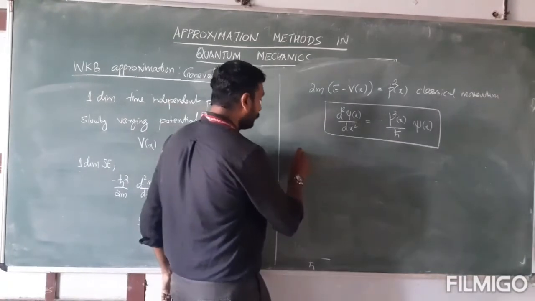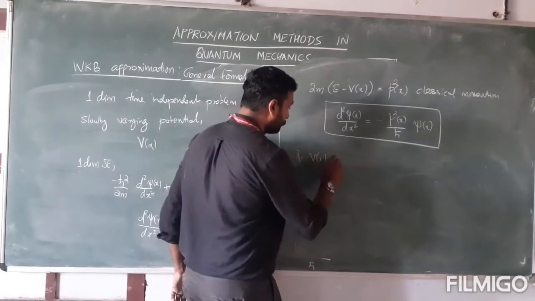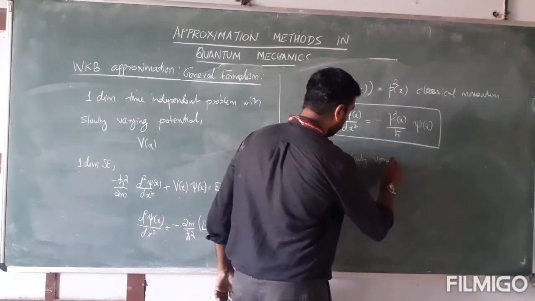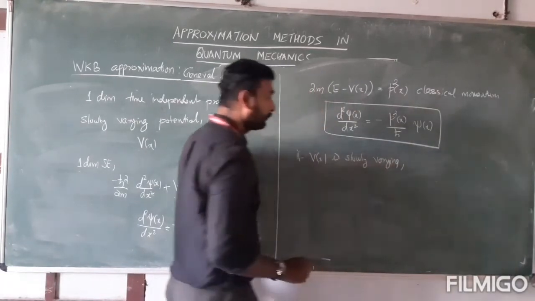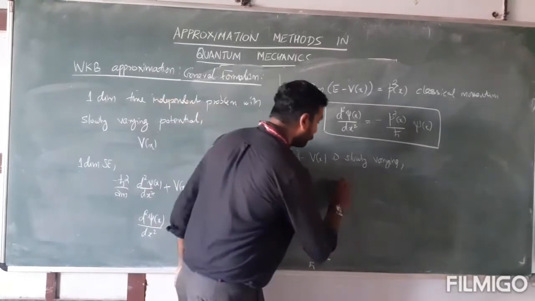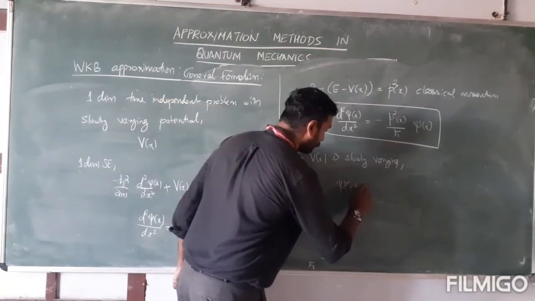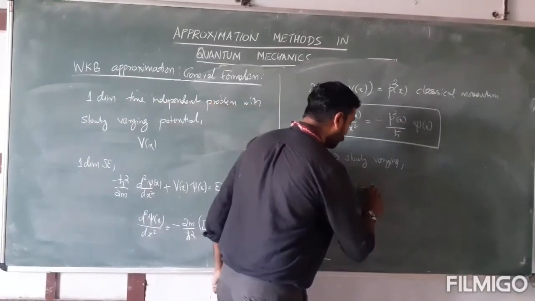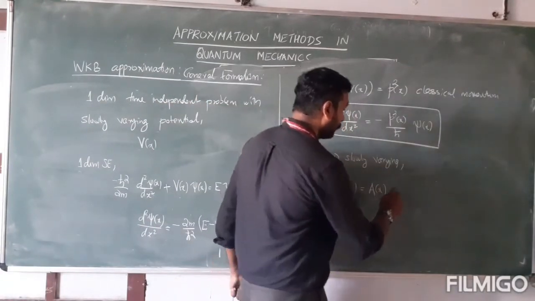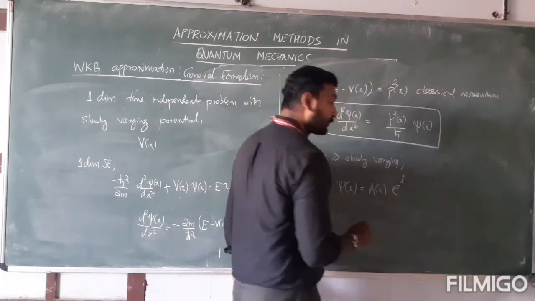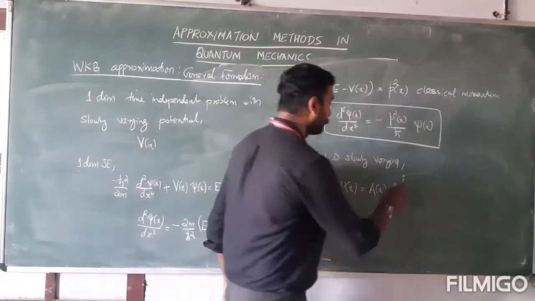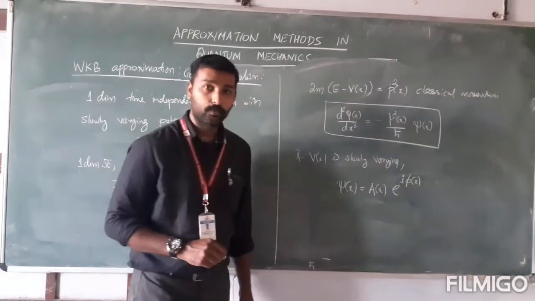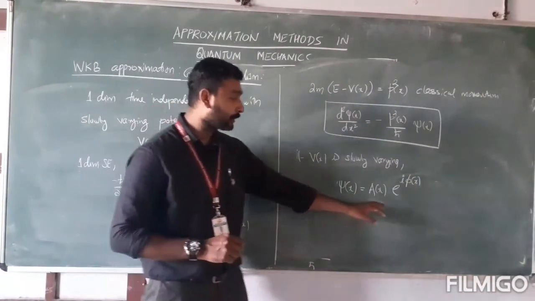So if V of x is slowly varying, then for the possible solution of the wave function psi of x, I can write some amplitude A of x into a spatially dependent function, which I can write as e raised to i phi of x. So I am going to write it in this particular form.